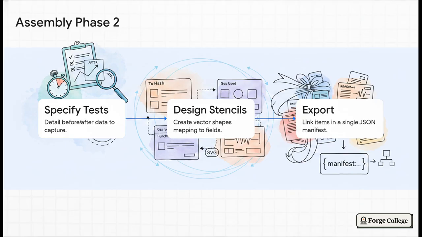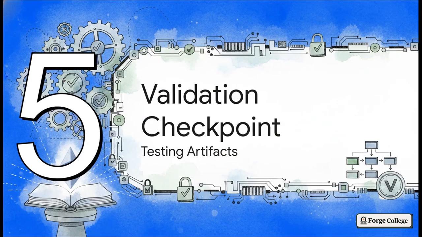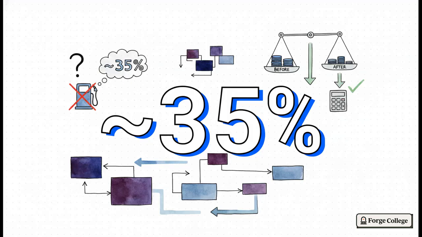Finally, export and manifest. This is where you neatly tie everything together, your markdown cards, your annotated traces, and your SVG stencils, all into a single, machine-readable JSON manifest file. This is the exact package that your final flowchart is going to consume. Which brings us to Section 5, the validation checkpoint. Before we can even think about moving to the final capstone assembly, your artifacts must survive this checkpoint.